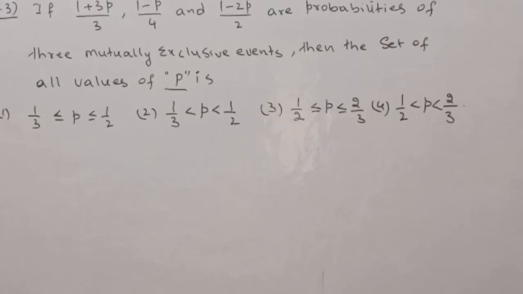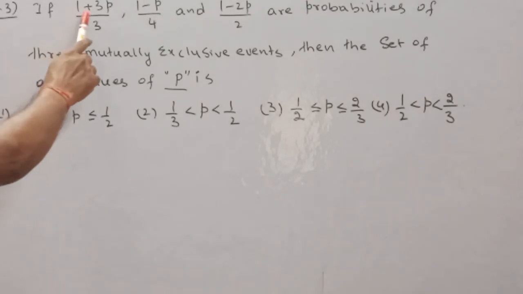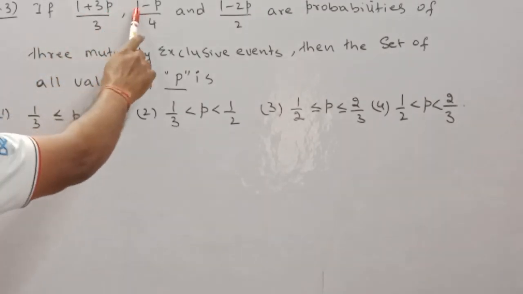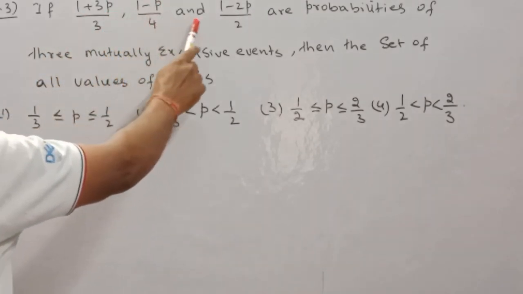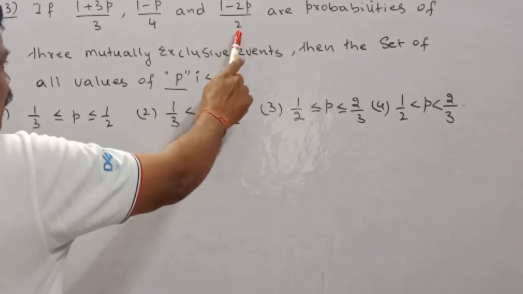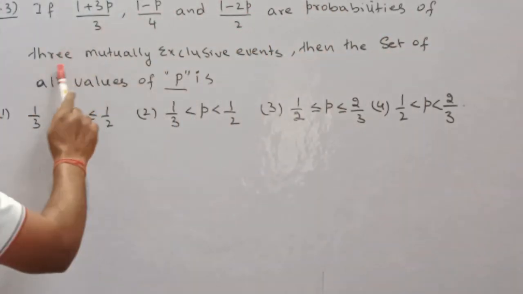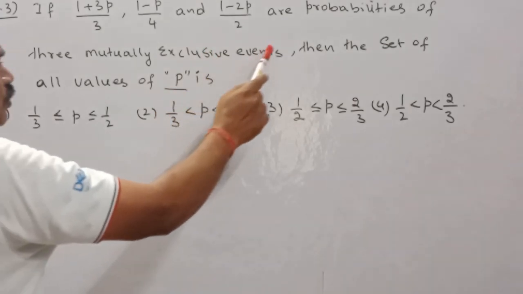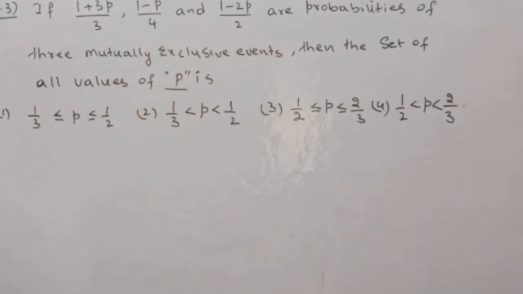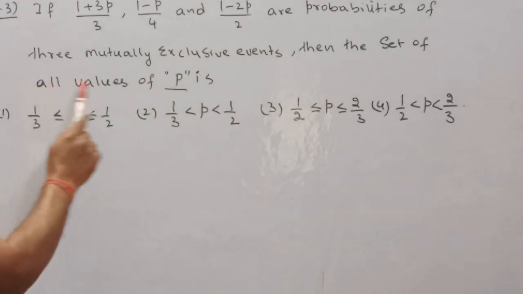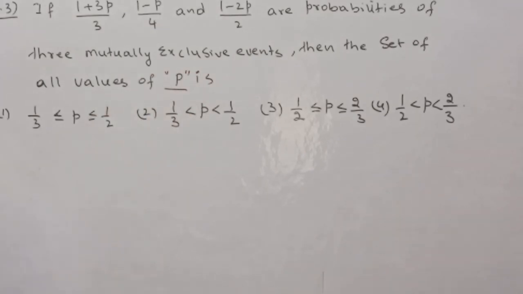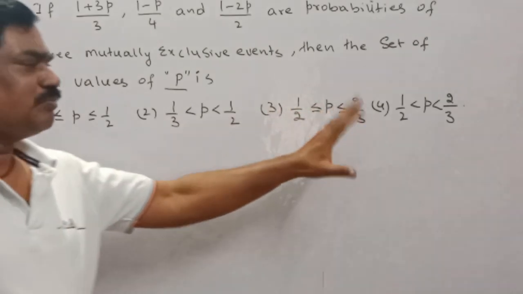Dear viewers, we have a problem on probability. If (1 plus 3p) by 3, (1 minus p) by 4 and (1 minus 2p) by 2 are probabilities of 3 mutually exclusive events, then the set of all values of p is. So here, how to solve this? These are the options given.